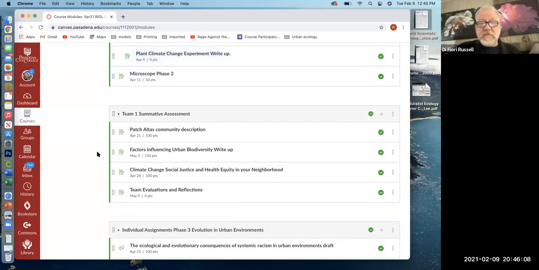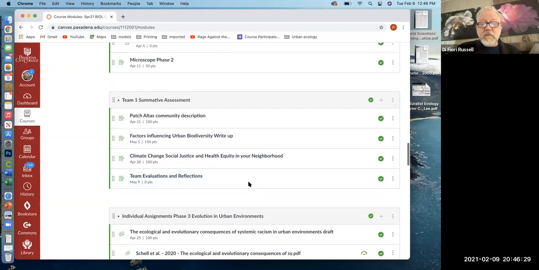And then your first team sort of does their summative stuff from April 21st to May 9th. And these are the 4 things that you've kind of been working on as a team. And that's the patch atlas, that's describing those little micro habitats, factors influencing your urban biodiversity, which is a question about comparing those patches. And then we'll bring in the ideas of social justice and health equity in your neighborhood. And that's really an application. How does urban ecology apply to sort of human planning and human issues? And so we'll start bringing those ideas in a little more here.